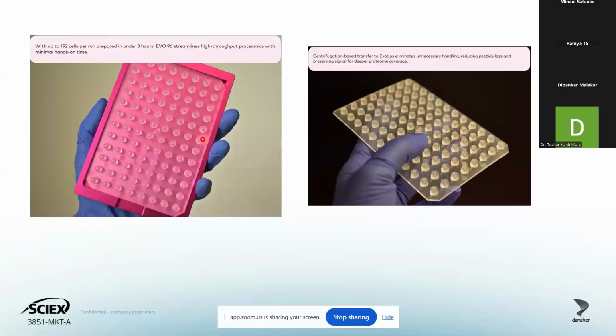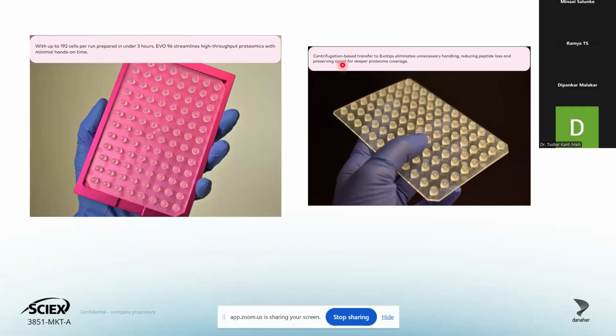Next is what kind of plate is important for handling this kind of very small amount of sample. This is one example where up to 190 cells per run can be prepared in 3 hours with the EVO 96, with high throughput proteomics and minimal hands-on time. So it is a completely high throughput manner in which we can process the samples.